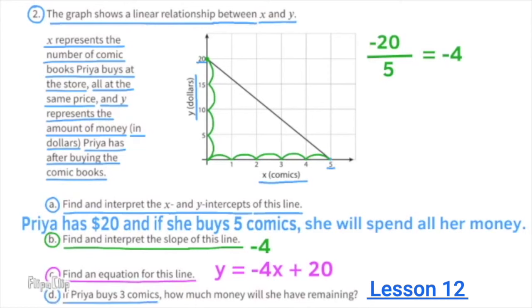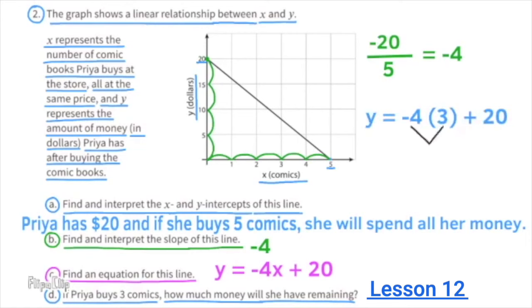D. If Priya buys 3 comics, how much money will she have remaining? I'll use the equation y equals negative 4 times x plus 20 to help me write this equation, but I'm going to substitute the x with the number of comics. So the equation will read y equals negative 4 times 3 plus 20.